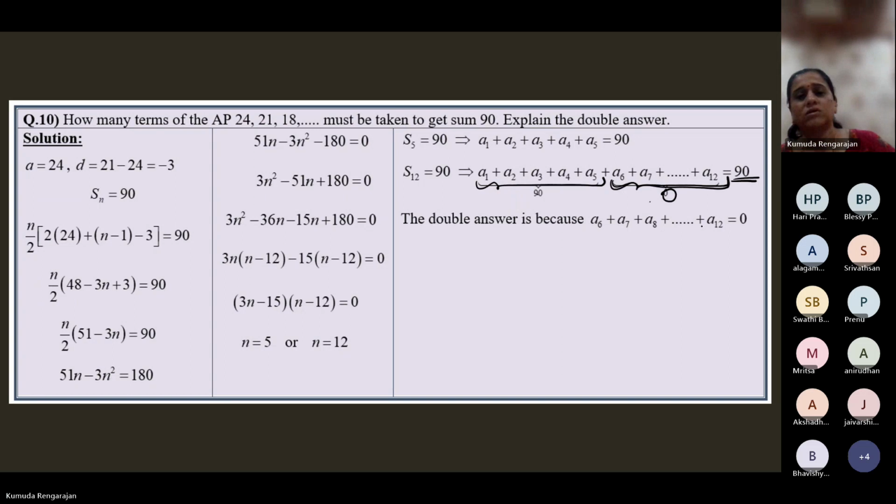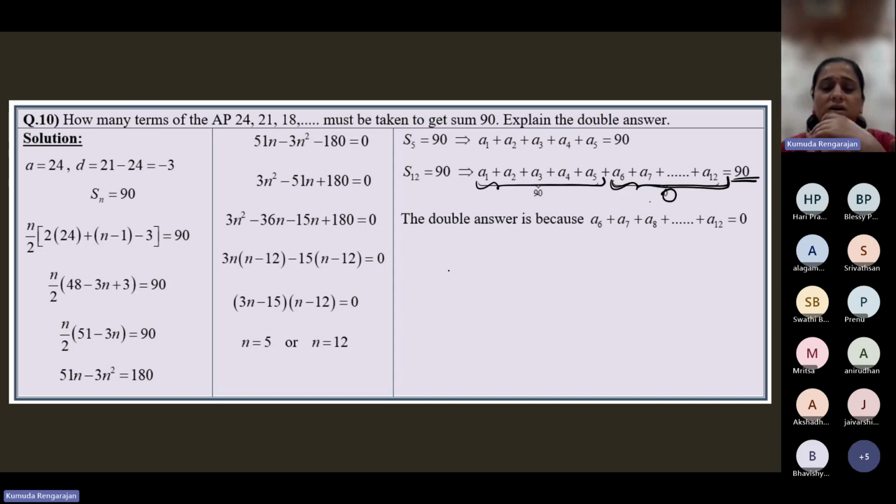How and why? Because A6, A7, A8, A9, A10, A11, A12, these 7 numbers are not all negative or all positive. If they're all positive, you will not get their sum as 0. If they're all negative, you will not get sum 0. When will you get sum 0? When you have some negative and positive values. You don't have to have equal numbers. You have some positive values, some negative values.